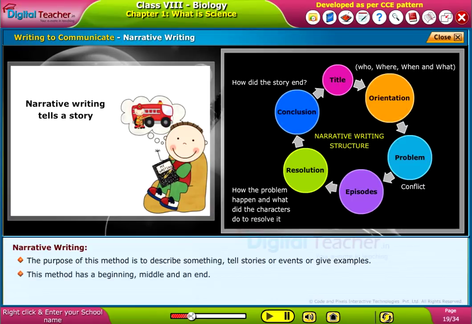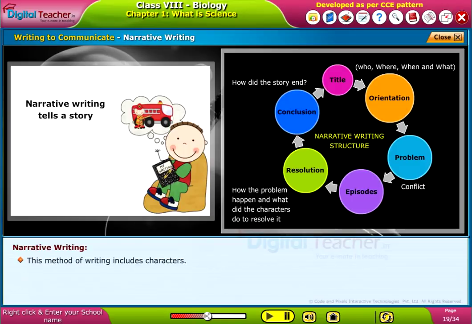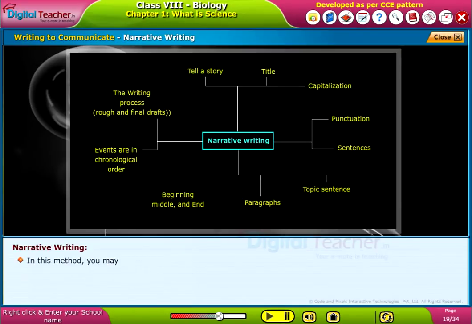This method has a beginning, middle, and an end. The details of this method describe the actions, thoughts, and feelings. This method of writing includes characters. This method of writing has a sequential order. In this method, you may write about two or more events.